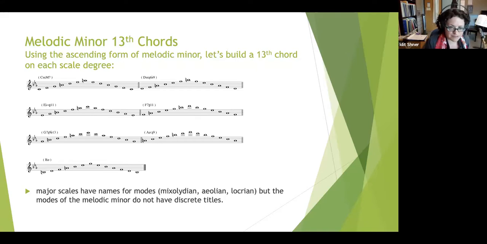Major scales have names for all the modes. So if I were to do this with C major, I would end up with C major natural 13th, D minor with natural 9, 11, and 13th. And I would just be able to call these Mixolydian, Aeolian, Locrian. But the modes of the melodic minor don't have discrete titles, so we're going to have to just call them first mode melodic minor, second mode melodic minor, third mode melodic minor. Okay, so we end up with a whole bunch of really interesting sounds. I'm just going to play these for you slowly so you can hear them.